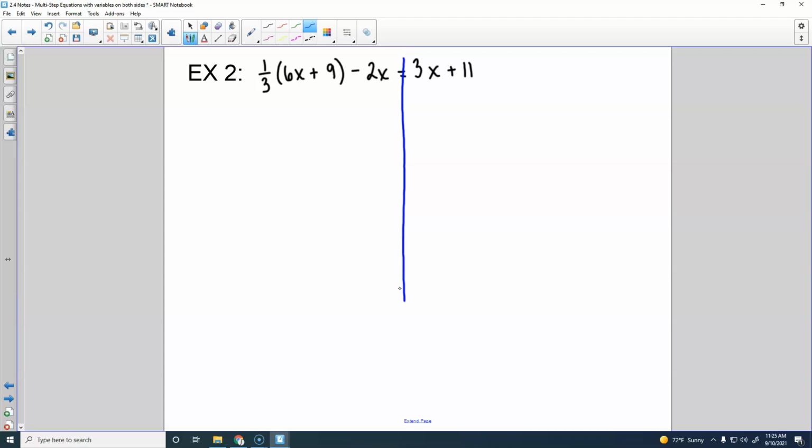So we got 1/3 times (6x plus 9), in parentheses, minus 2x equals 3x plus 11. So, for this problem, I see my parentheses here. I'm going to have to distribute. So, I got to distribute 1/3.